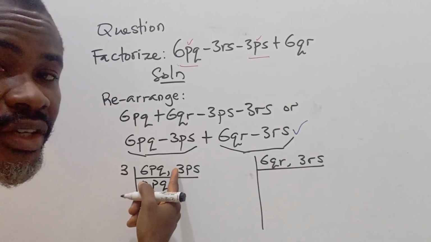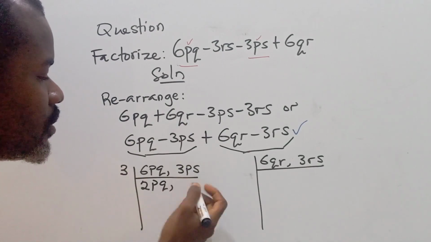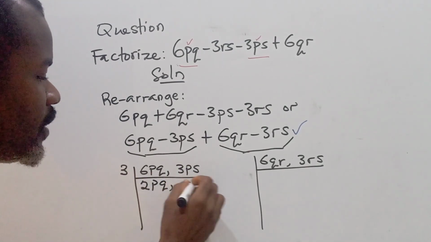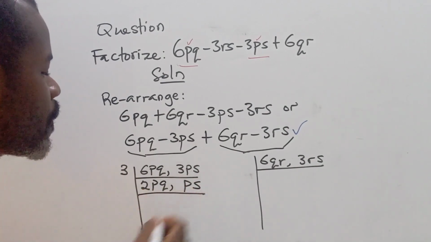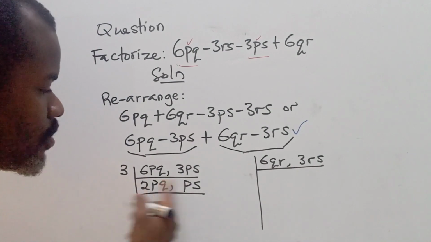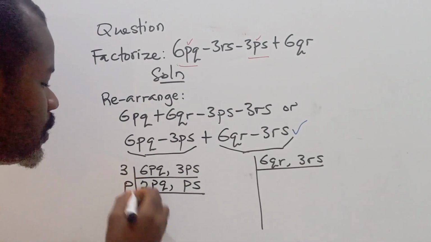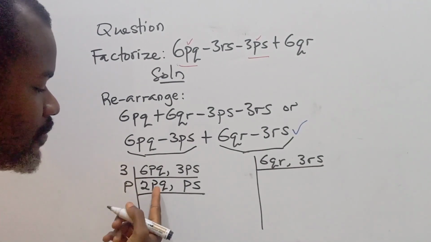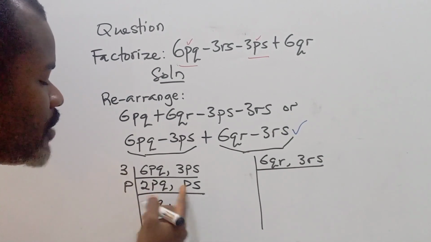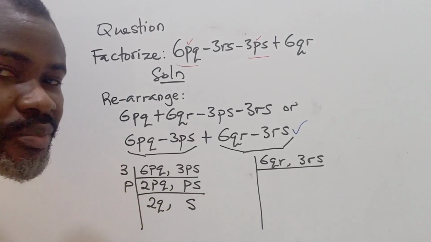Now 3 divided by 3 is one time, so we may not put the 1. We have just PS. Right now, for the alphabets, what is common? P is common. P divides P here, so we are left with just 2Q, and P divides P here, we are left with S.